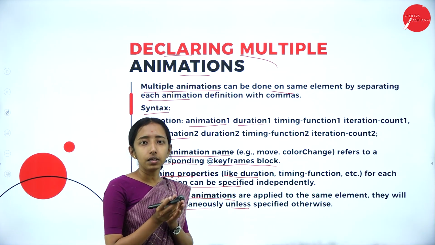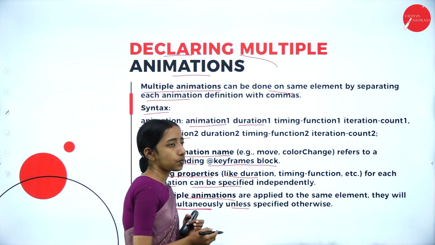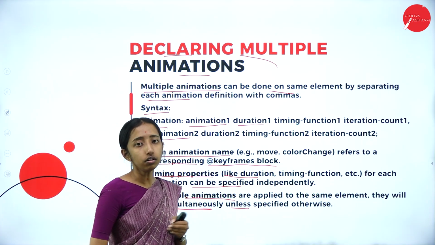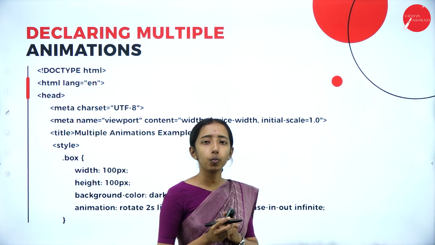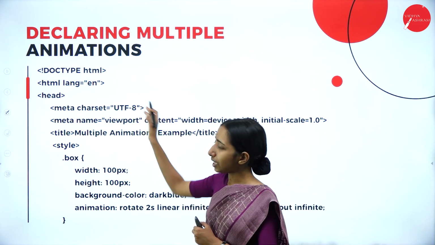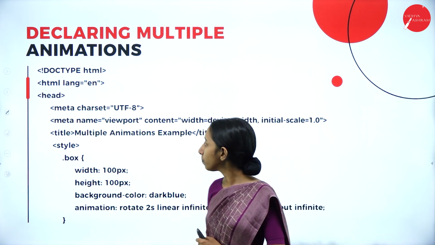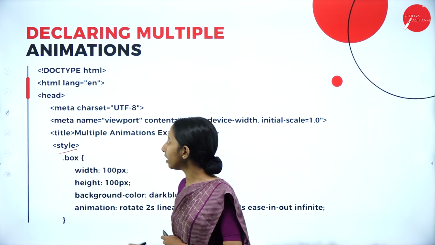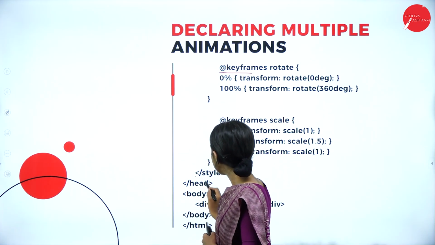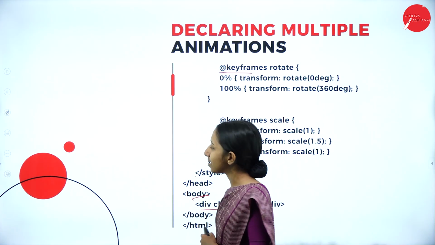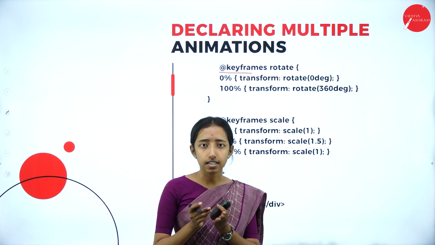So whatever animations you apply will run simultaneously unless we specify which one is first or not. Now here we have an example of how we can run multiple animations. Again we have the HTML code, and here I have taken the style tag, and you can see I have taken the keyframes, and in the body we have a class called box.